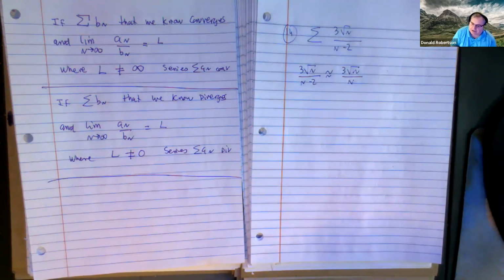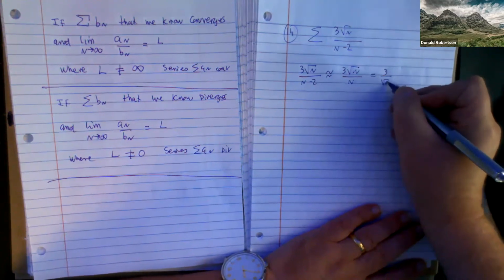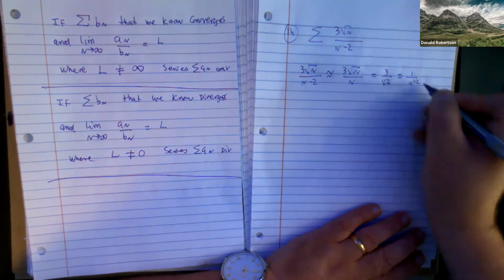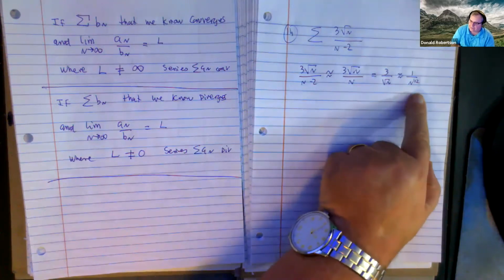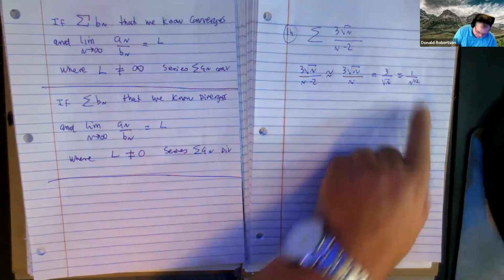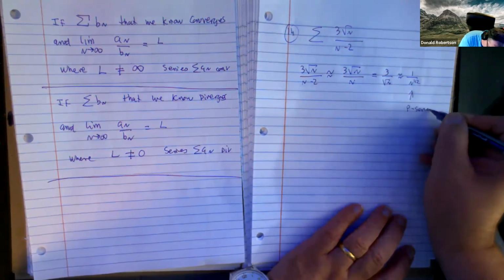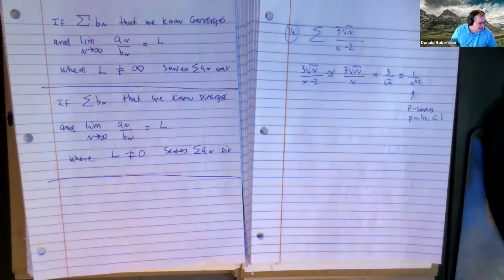So you write down the biggest guy on the top, which is simply 3 root n, and on the bottom you've got an n. That simplifies down to 3 over the square root of n, which I will call 1 over n to the half. Can you see the P series that we're going to use now? That guy is a P series. Its P is a half, which is less than 1. So does that make that a converge or a diverge?